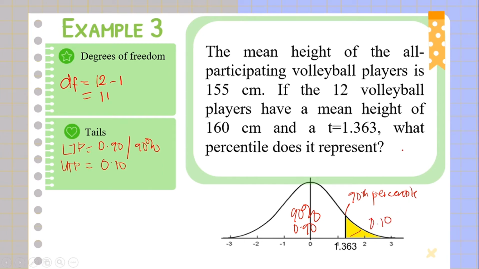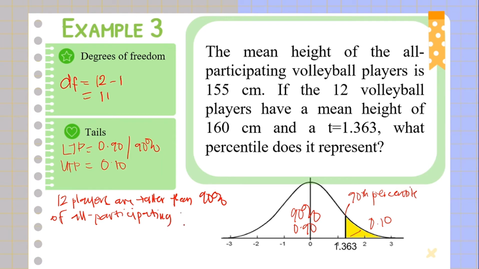So, anong ibig sabihin naman ito? So, since the height is 90th percentile, it means that the 12 volleyball players are taller than 90% of all participating volleyball players. Or pwede ring 10% have the same height. Or are taller than the 12 volleyball players.